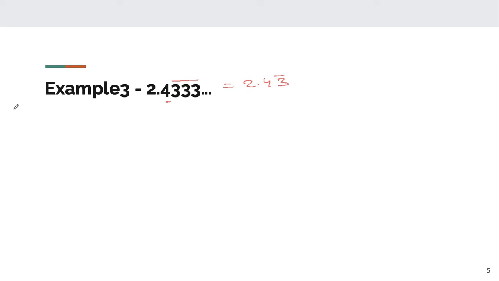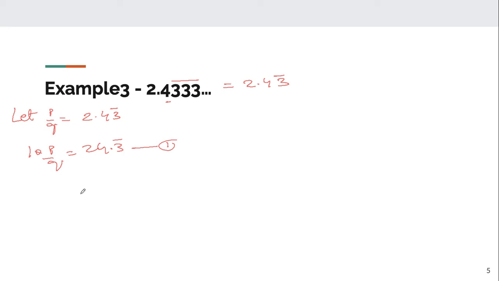So we will start as usual. So let p by q equal 2.43 bar. Now see, the first step is to keep only the repeating digits on the right hand side of the decimal. So here we see that 4, which is not repeating, is also on the right hand side. We have to take it to the left hand side. We can do that by multiplying 10 both sides. So 10 p by q equals 24.3 bar. Now we have only the repeating digits on the right hand side of the decimal, so this becomes equation 1.